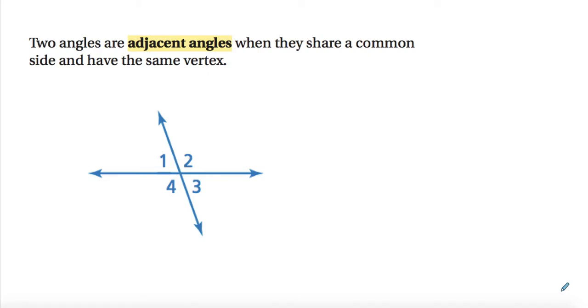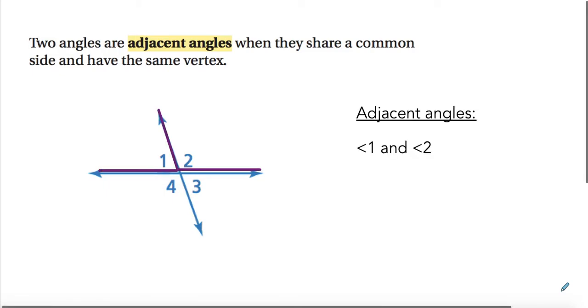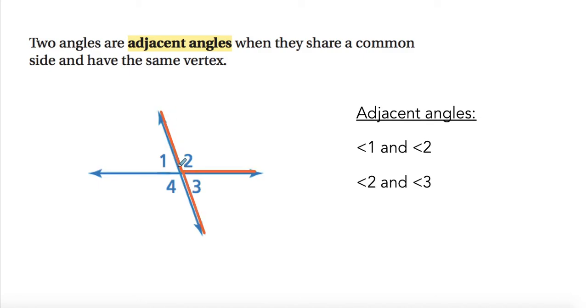Let's look at our model. Here we have two intersecting lines. Angle 1 and angle 2 are adjacent and they share the same line. Angle 2 and angle 3 are adjacent. Angle 3 and angle 4. And angle 4 and angle 1.